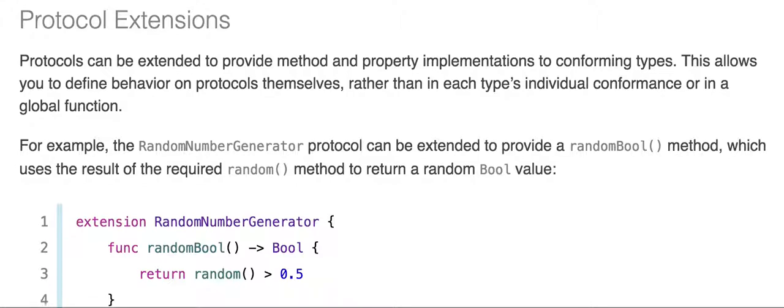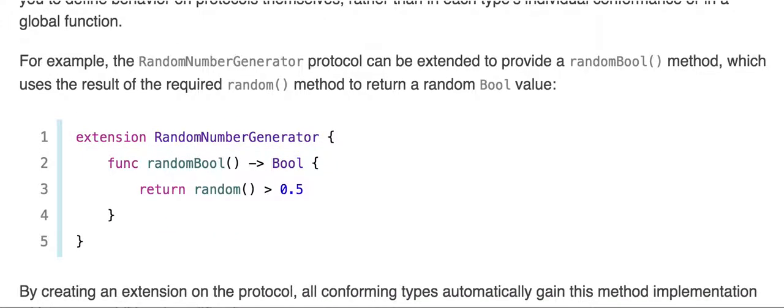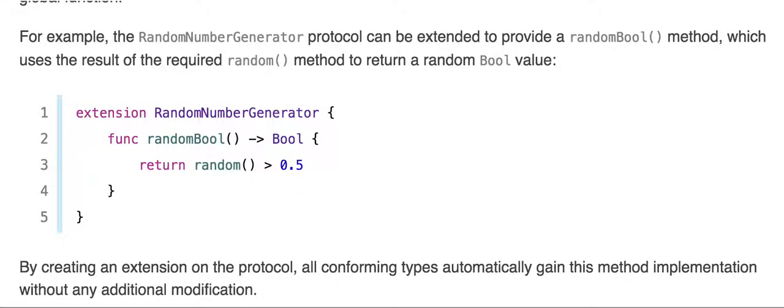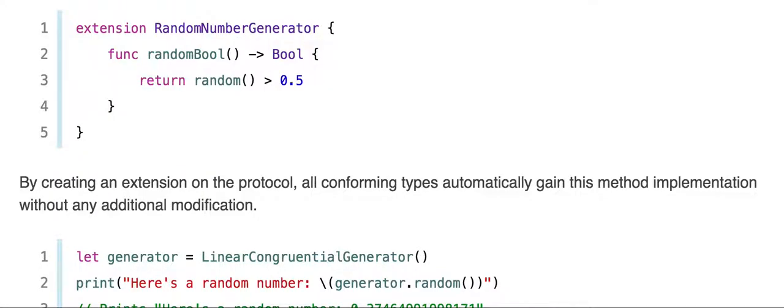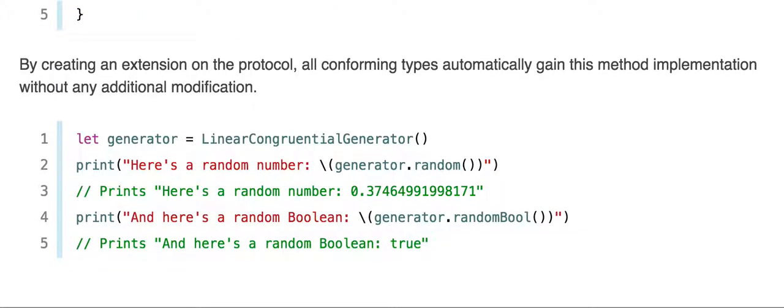Extension RandomNumberGenerator, func randomBool returns Bool, return random if it's greater than 0.5. So this way, if it's less than 0.5, it will just be false. If it's more, it will be true. So we are returning a random Bool. Now, by creating this extension, we can use it. We can generate random numbers, or we can generate random booleans, randomBool.